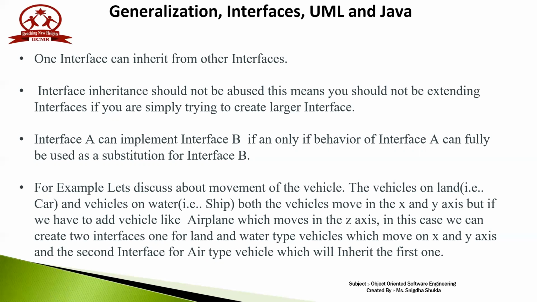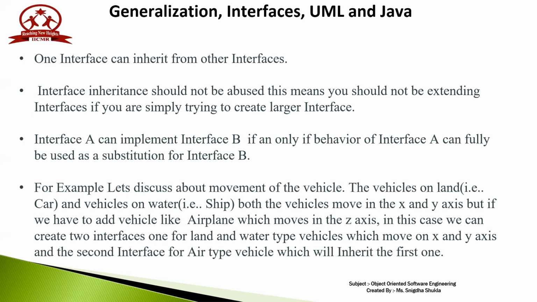Interface A can extend interface B if and only if the behavior of interface A can fully be used as a substitution for interface B. For example, let's discuss the movement of a vehicle. Here the thing is that we cannot abuse interfaces. If we have to create a larger interface, it doesn't mean that one interface is extending another interface. When can we do this? If and only if the behavior of interface A can fully be used as a substitution of interface B.